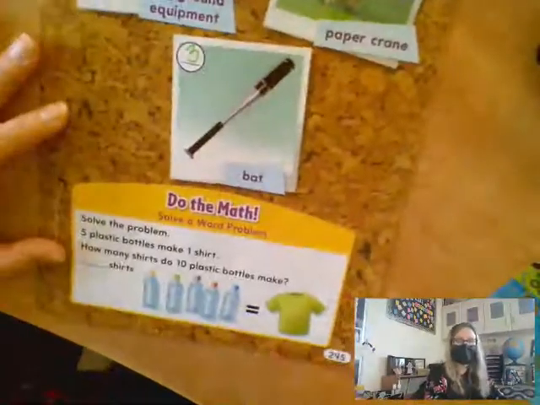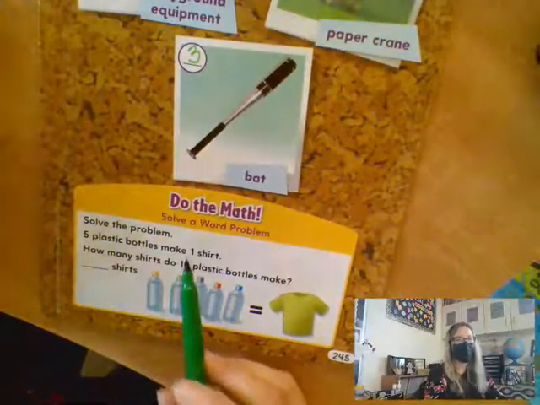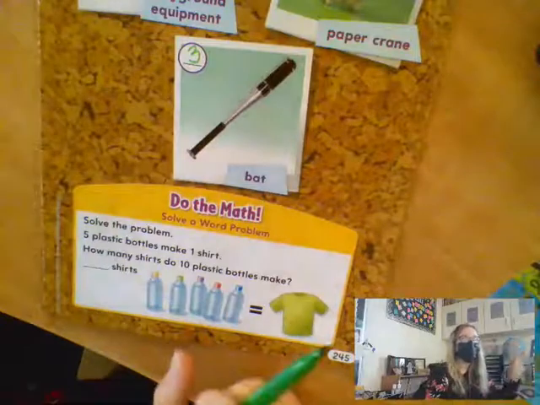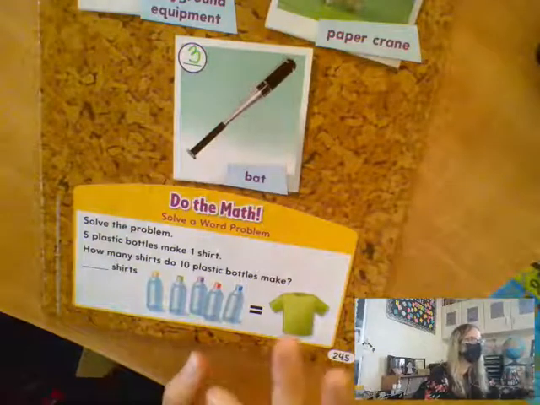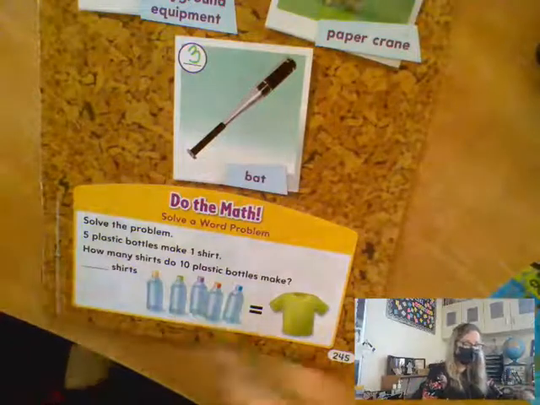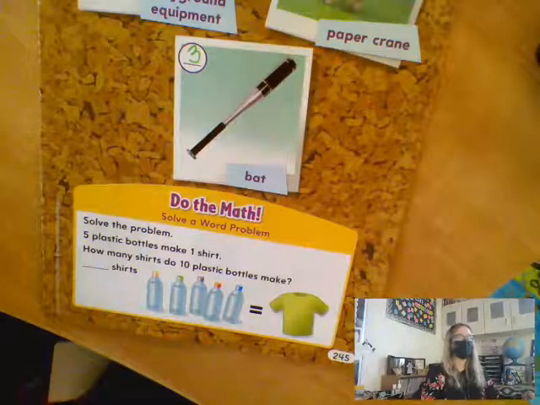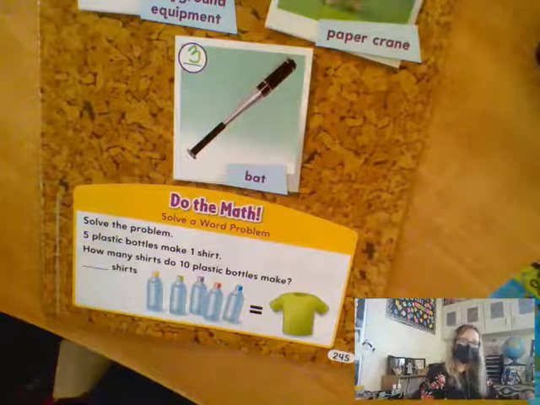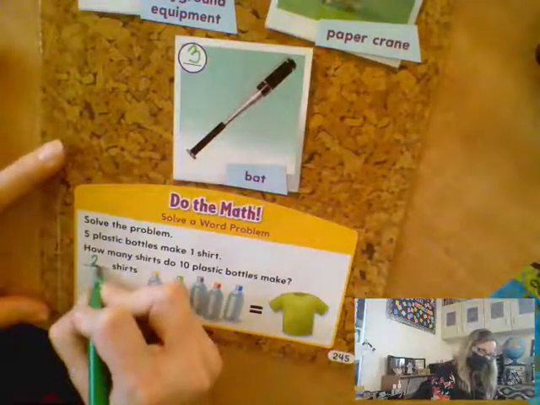All right, so now it says do the math. Solve the problem. 5 plastic bottles make 1 shirt. So all those plastic bottles that you drink, instead of throwing them away, if you recycle them, 5 of them can make a shirt. So how many shirts would 10 plastic bottles make? Beckett? 2. Good job. So on the line, put 2 shirts. And then turn the page.